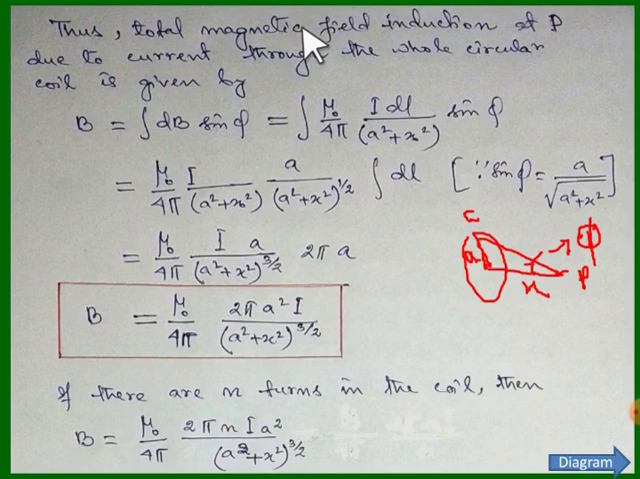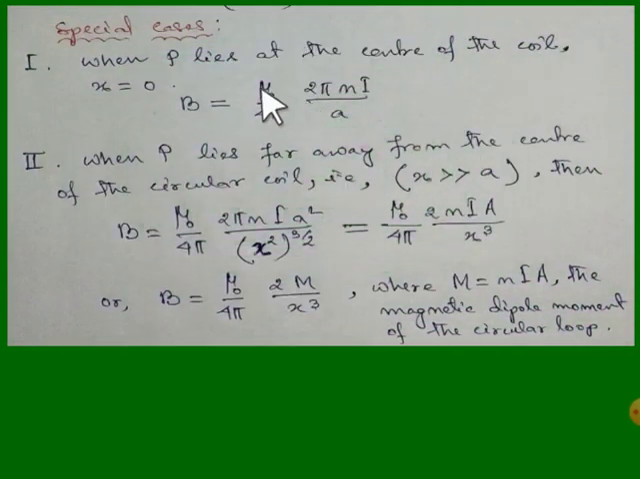Let's try to see the different forms of this expression. The special case: when this point of observation P lies at the center of the coil, that means at the center O, then the distance of the position vector of P from O, which was denoted by x, will be equal to 0. If you put x equal to 0 in that expression, it will come as μ0/4π times 2πnI times a squared, and another a from here cancels, so you get a only.